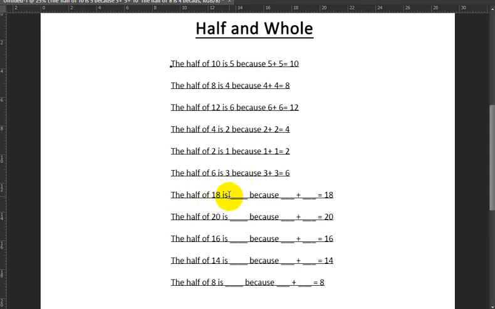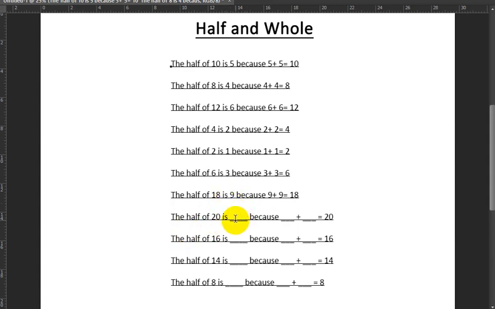Next up, we want the half of 18. Okay, this is going to be a long one, so let's go. 1 and 1 gives me 2. 2 and 2 gives me 4. 3 and 3 gives me 6. 4 and 4 gives me 8. 5 and 5 gives me 10. 6 and 6 gives me 12. 7 and 7 gives me 14. 8 and 8 gives me 16. 9 and 9 gives me 18. So 9 and 9 is what I'm looking for. So the half of 18 is 9.